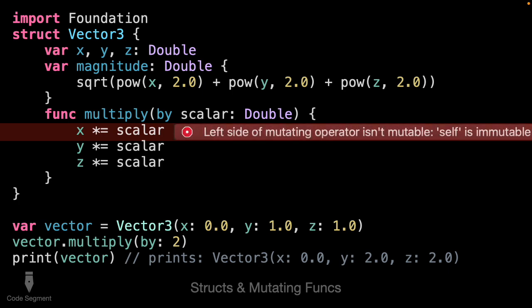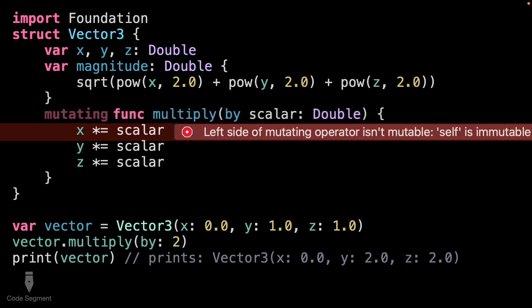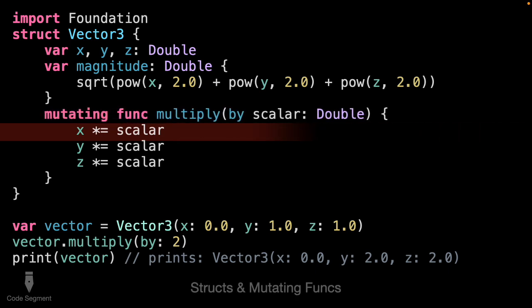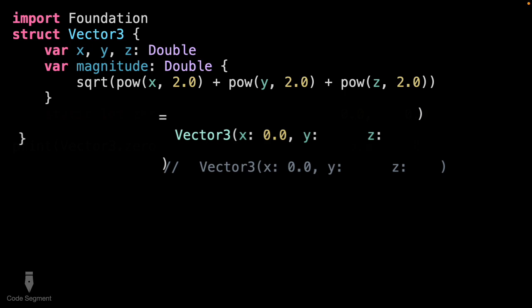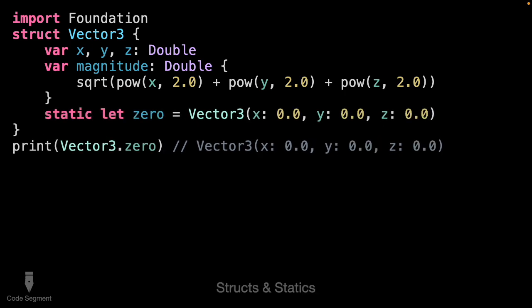Structs can also have functions that mutate them. Typically, structs are immutable by default. However, you can use the mutating keyword in order to make it so that a struct can be mutated internally. And then there's also the concept of statics. You can have static properties or static functions. Statics are essentially global pieces of state or functionality that you access through the namespace of the type.